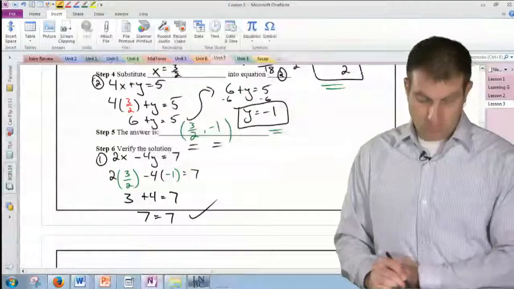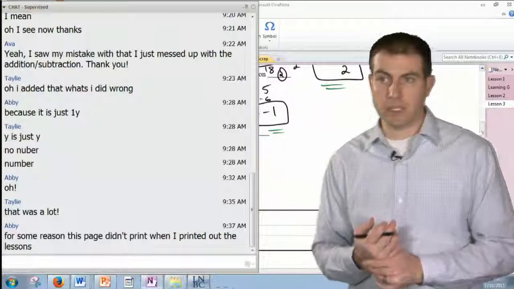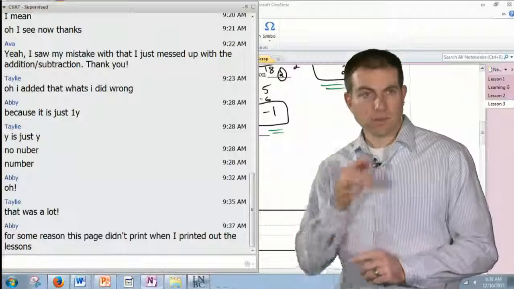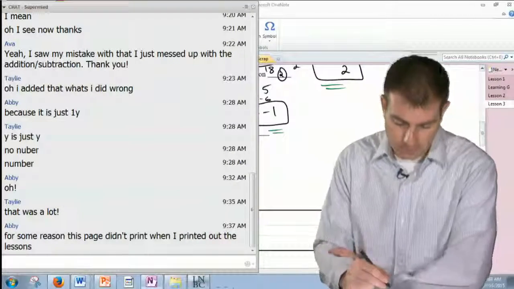Did the page not print for anyone else, or was that Abby's printer just being mean and eating it for breakfast, possibly? Might just be you, Abby. Sorry.